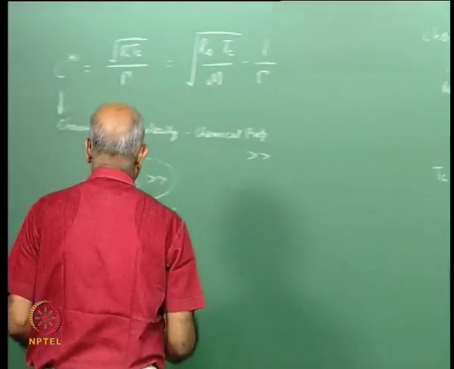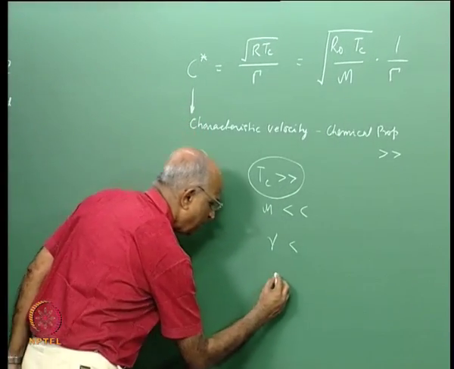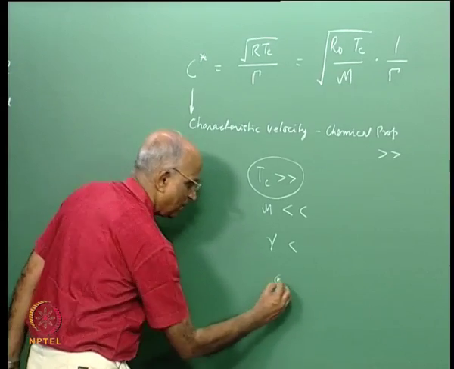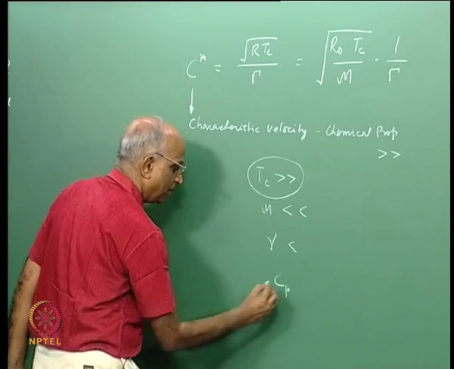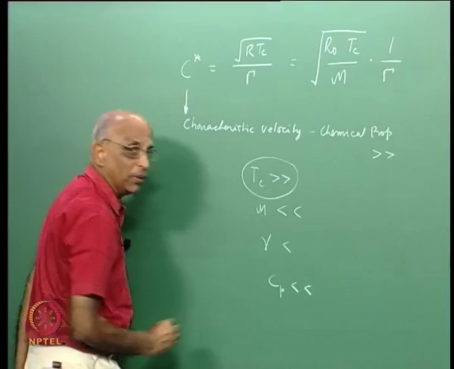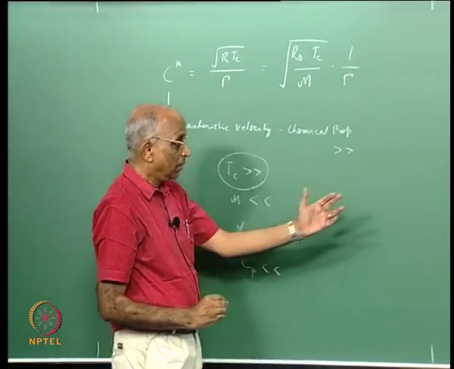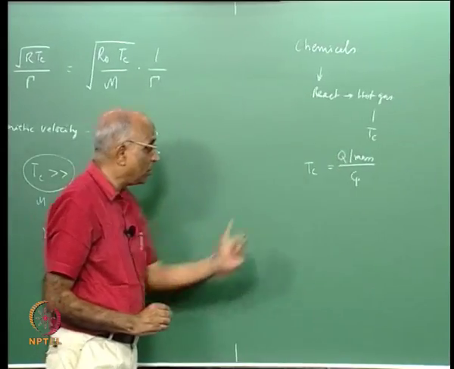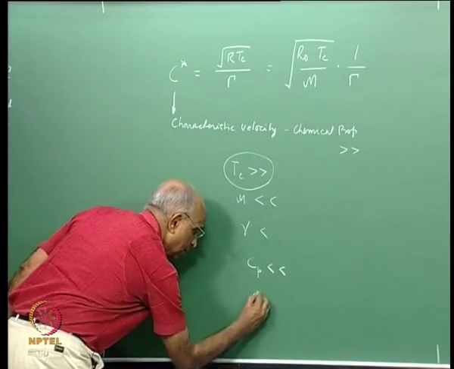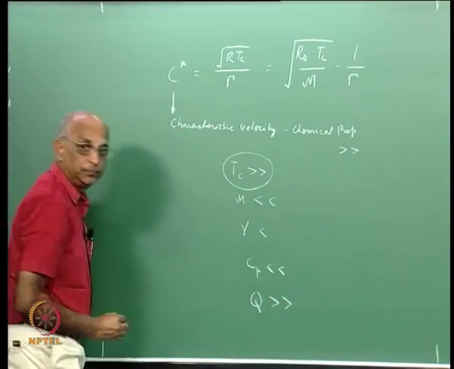Therefore, what do I say? Now I put another number here. Maybe I say the specific heat of the gases, let us say specific heat at constant pressure, must also be a small number. Well, these are the requirements I am looking at. In terms of this, maybe Q must also be large, the heat release must be a large number.